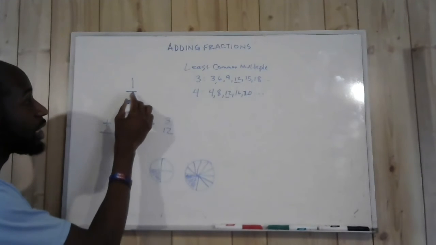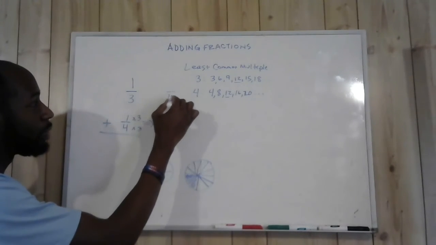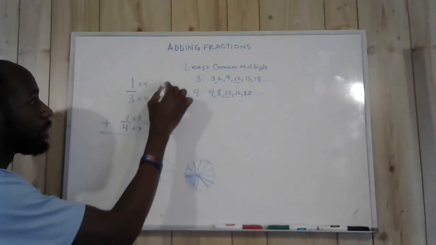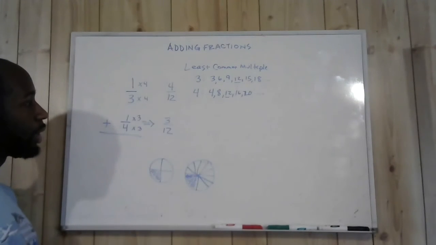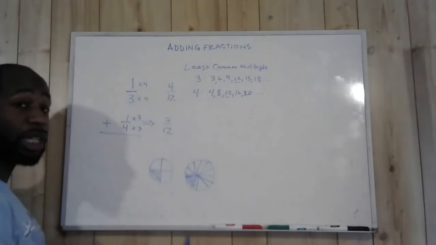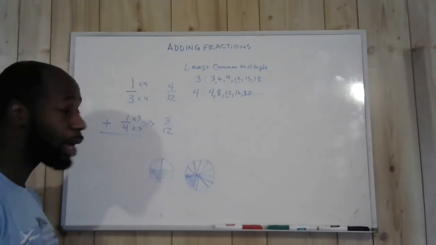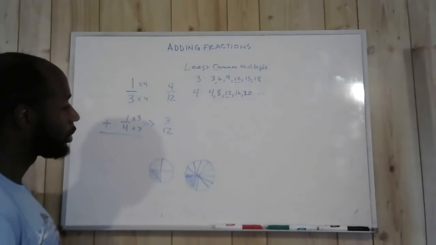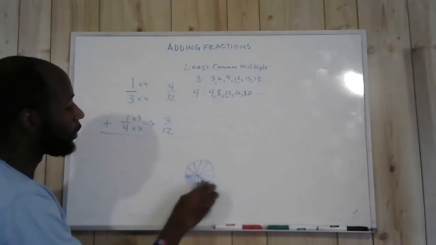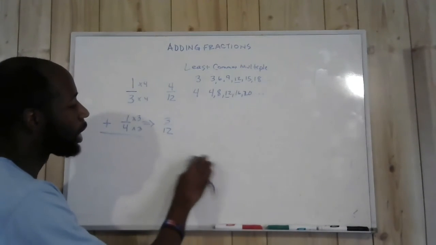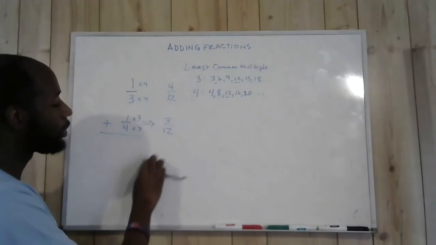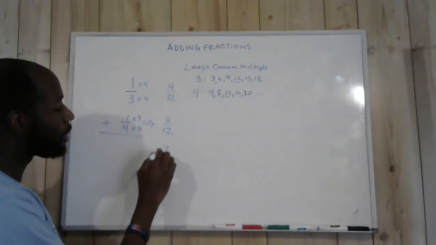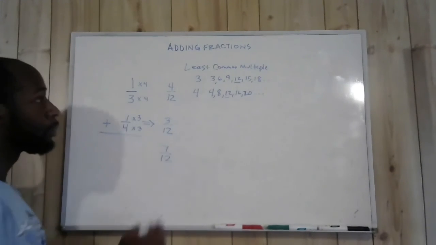So to change this denominator to 12, you have to multiply the bottom and the top by 4. So this becomes 4/12. Now you can add these because they have the same denominator. So 4/12 plus 3/12, add the numerators, gives you 7/12. And that's it.